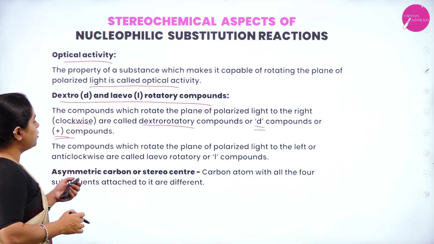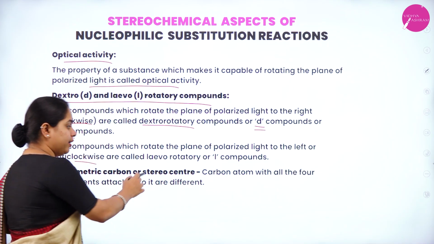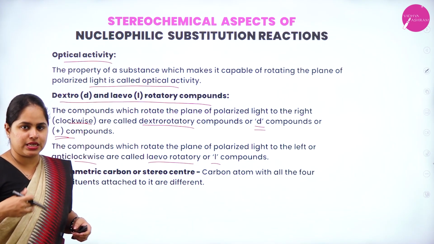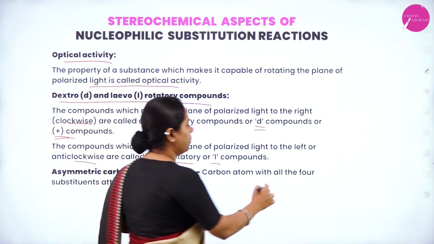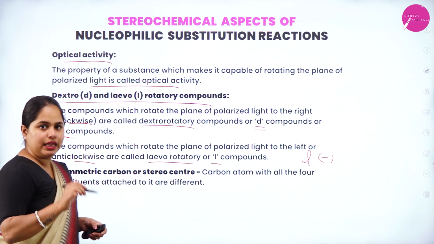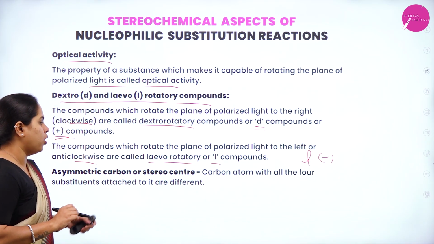Now the compounds which rotate the plane of polarized light to the left or anti-clockwise are called levorotatory or L. If the plane polarized light is rotated towards the left, it is called levorotatory, mentioned by L, or you can use a minus sign also. Dextro D or plus, levo L or minus. Okay, asymmetric carbon or stereocenter.